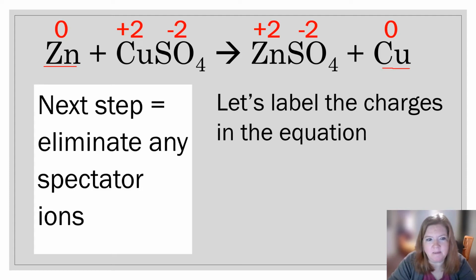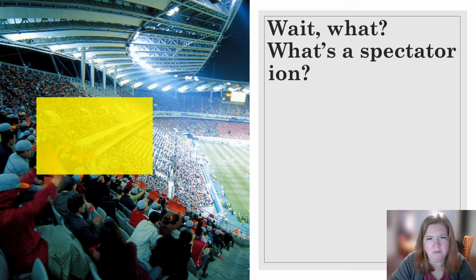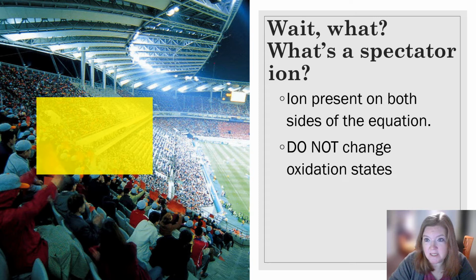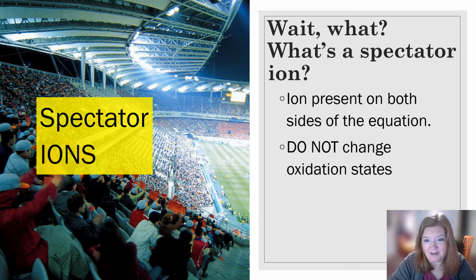Now, our next step is to eliminate any spectator ions. What is a spectator ion? Well, it's an ion that's present on both sides of the equation, so it doesn't change oxidation states. So the spectator ions, they're just watching. They aren't doing anything. They aren't changing oxidation states.